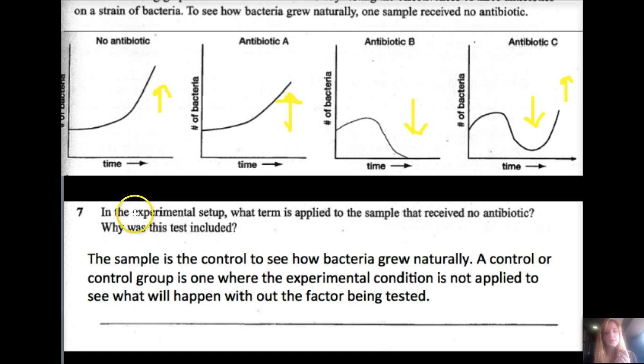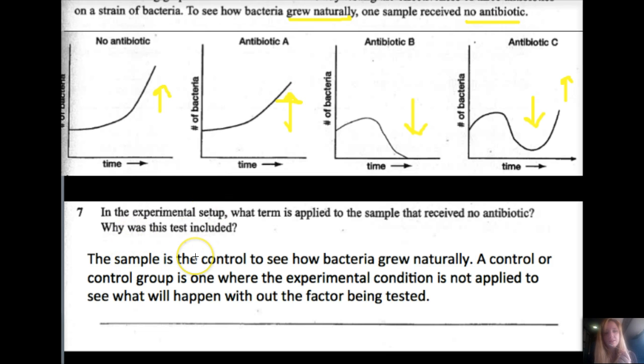So number 7, in the experimental setup, what term is applied to the sample that received no antibiotic? Why was this test included? Well, if you go up here, it says to see how the bacteria grew naturally, one sample received no antibiotic. It doesn't tell you what that's called. This is something that the reading did teach you and that we went over a long time ago in class, so let's go back to it.